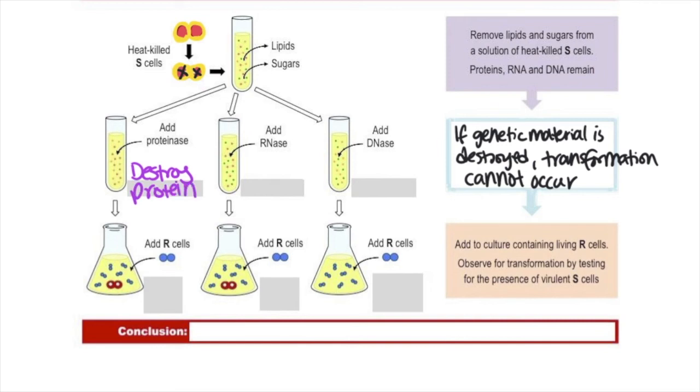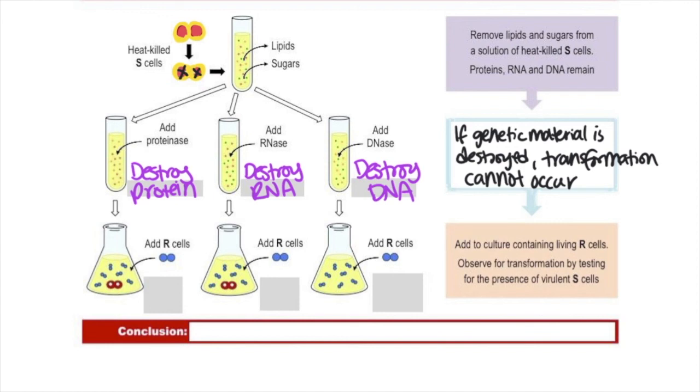In the second trial, we are going to add an enzyme called RNase. And this RNase enzyme will destroy the molecule that is called RNA. It's a relative of DNA, but it is not the same thing. And in the last trial, they are going to add an enzyme called DNase, which will destroy DNA. Let's see what the final results are.